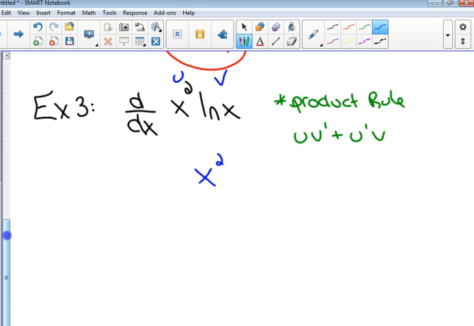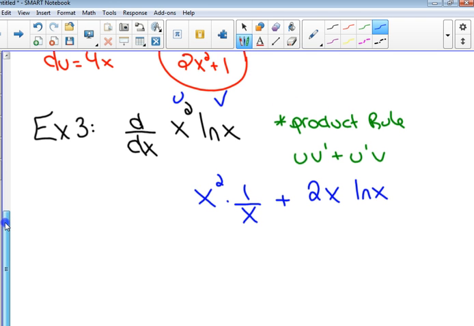Now, if we take the derivative of ln x, Sean? 1 over x. Good job. Good. Plus. Now, u prime, what would that one give you guys? 2x. Good. And the v is just ln x. Good. Right. Yep. ln x, this is like just the general rule.